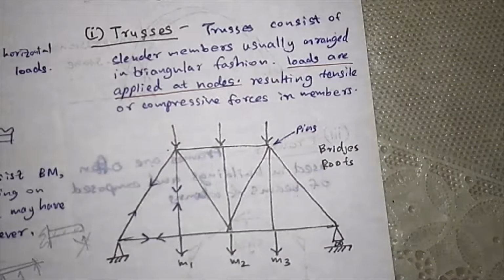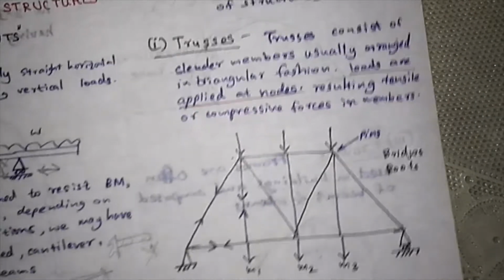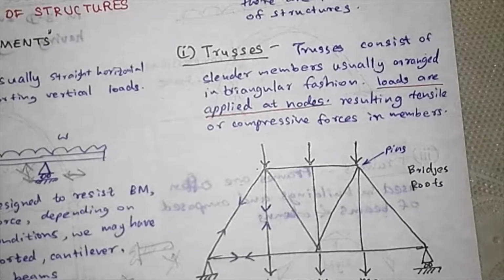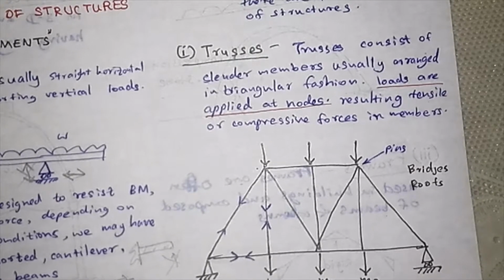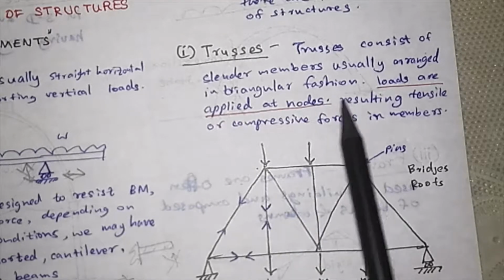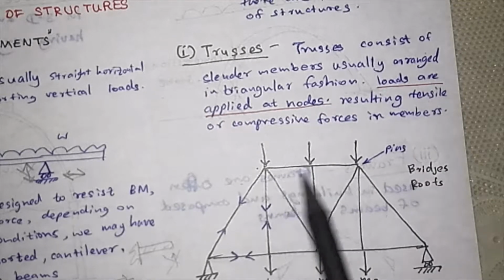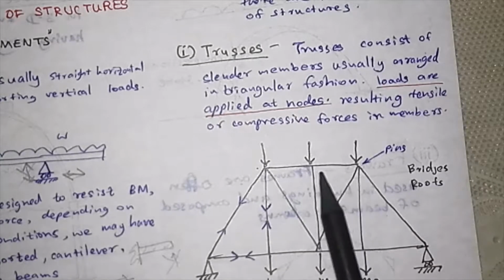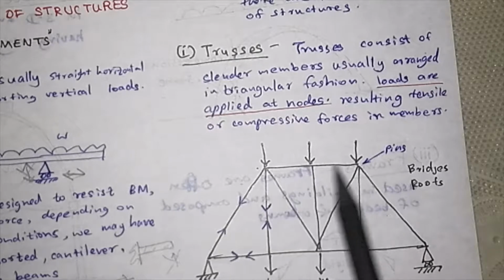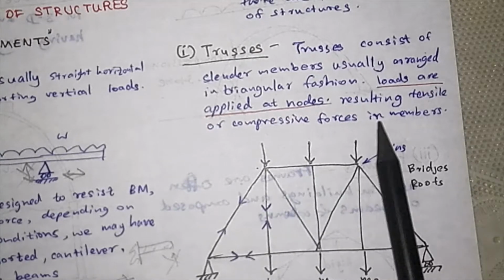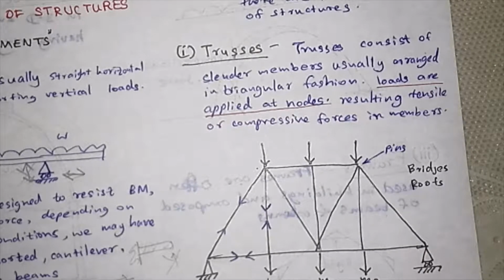First thing is trusses. You may be aware about the trusses before even. Now here trusses consist of slender members usually arranged in triangular fashion. Loads are applied at nodes. Here you have nodes, that means joints. You can clearly see the loads are applied here and result in tensile or compressive forces.